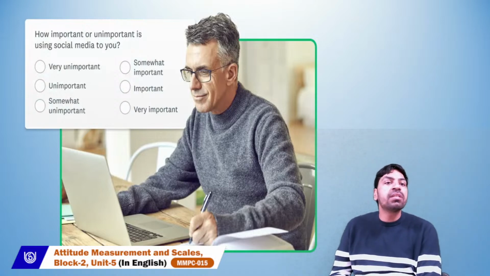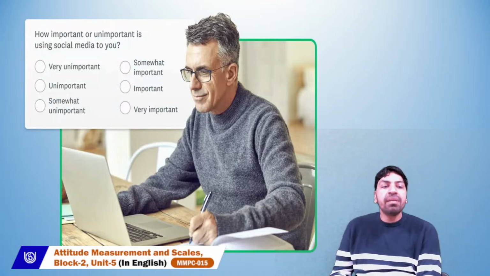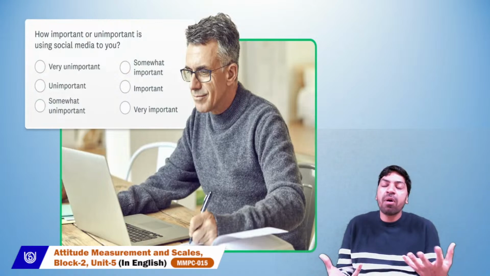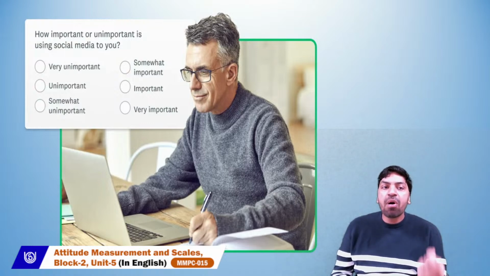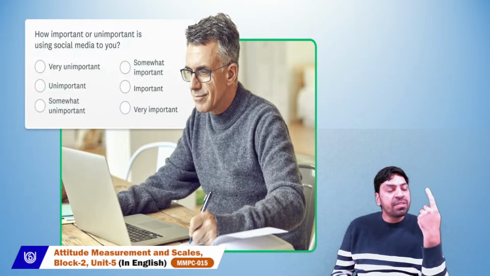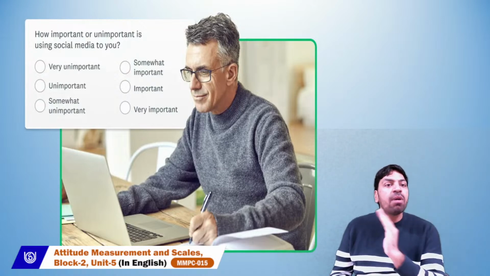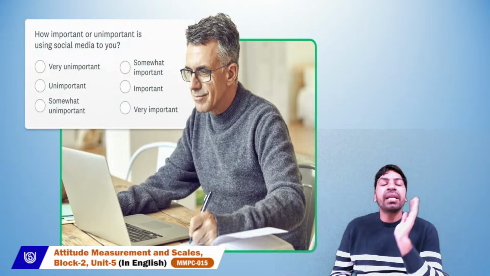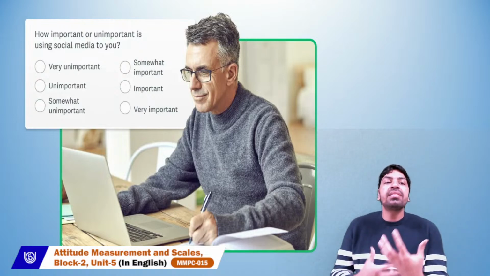How important or unimportant is using social media to you? Very unimportant, unimportant, somewhat unimportant, somewhat important, important, and very important. So these are the response set which has been ordered in ascending order, beginning from very unimportant and ending with very important. So this is how the Likert scale works.